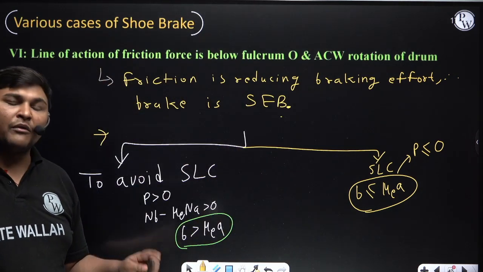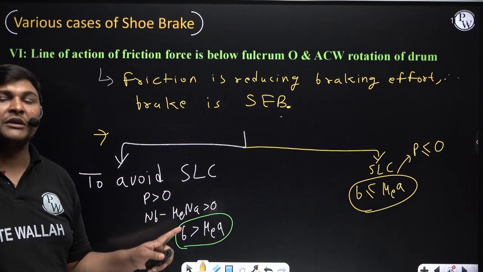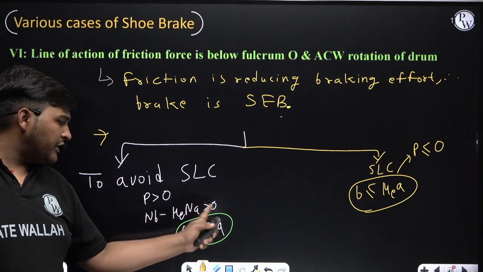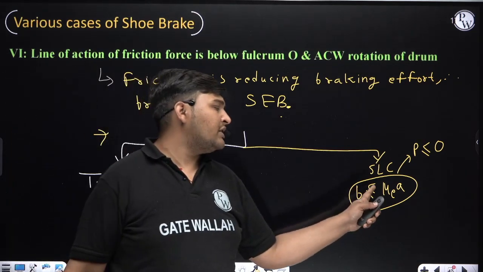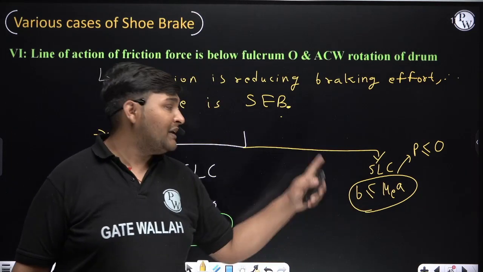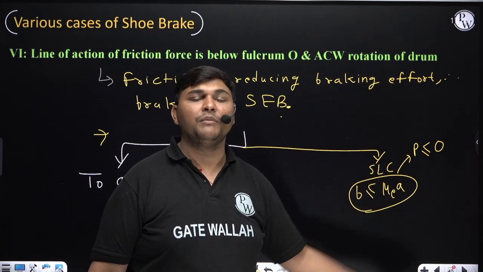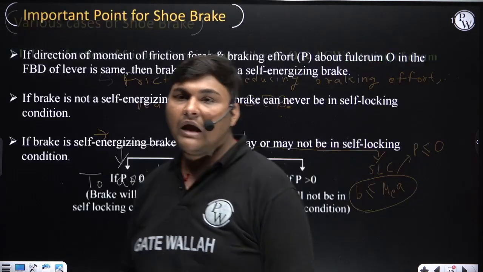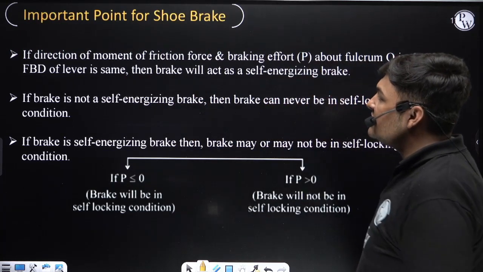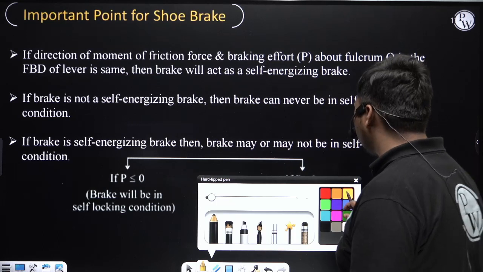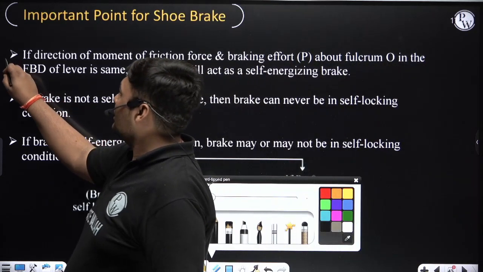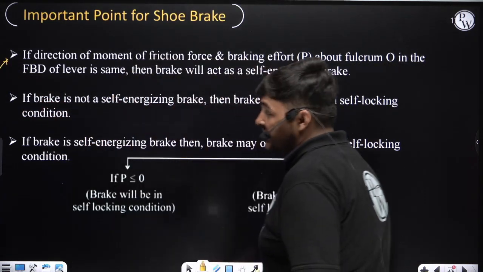In this case, if I want brake should not go in self-locking condition, means P should be greater than 0, so we need to satisfy this equation. If this equation is not satisfying, means B is less than or equal to mu E into A, brake will be in self-locking condition, that is P will become 0 or negative. Now, if you understand all these cases, what conclusion can we make? Here, in the first point, I have written one important conclusion. Read carefully.